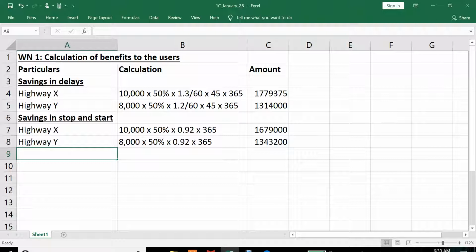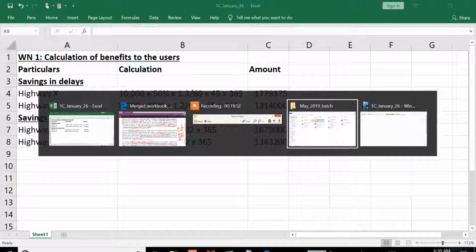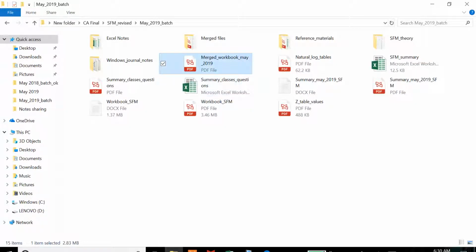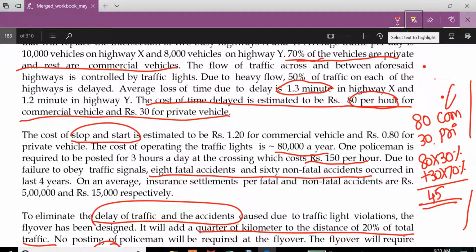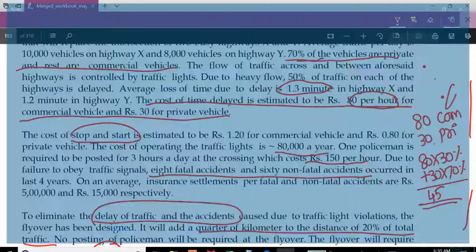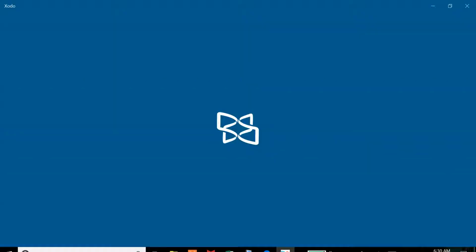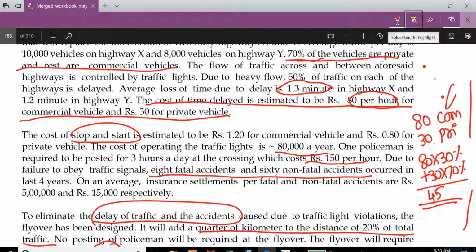Savings in stop and start. So again, this is a savings for the users. This is a savings in stop and start. Apart from this, accidents are not going to happen. That is also saving to the user.